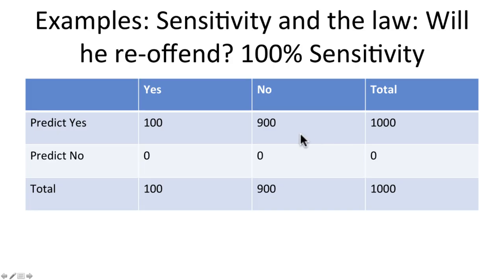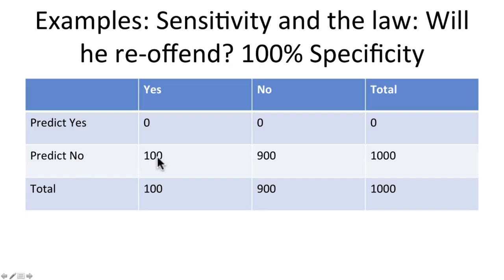This divided by this, 100%. Problem is nobody gets parole and you're keeping 900 people that would not have reoffended locked up. Not good, not ideal. Or you could just say no. Well, you're going to be right most of the time. Your negative predictive power is going to be 90%.